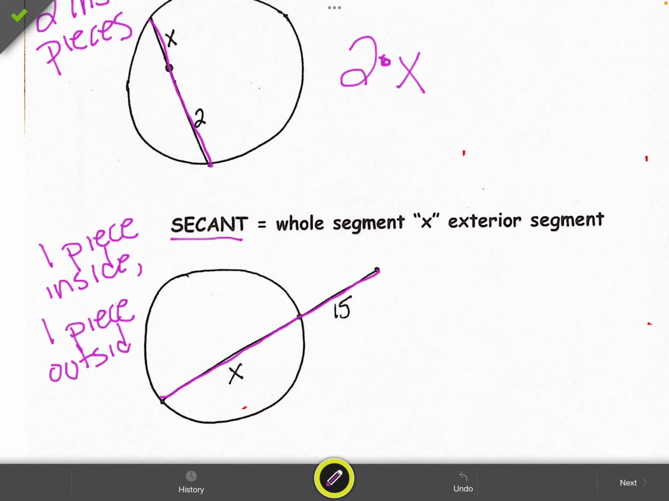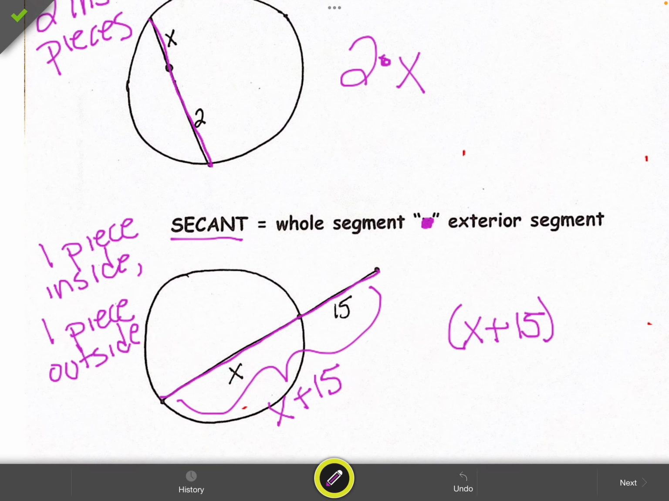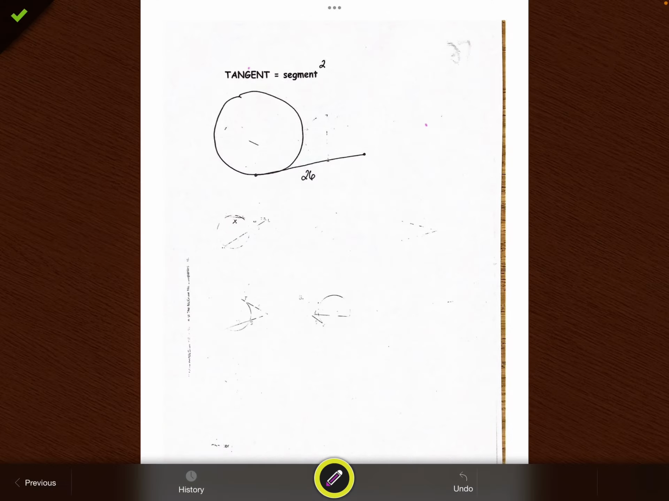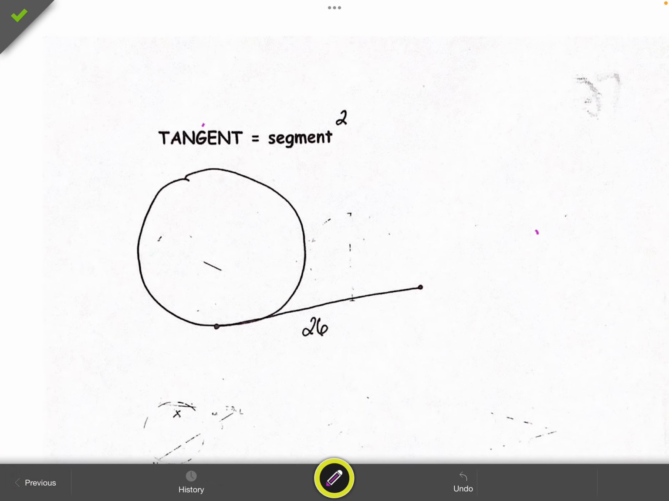And so your formula for secant is the whole thing times the exterior segment. So the whole thing, you would add your 2 pieces together. And we can't combine them because one's an X and one's a 15. So the whole thing, you put it in parentheses, they have to stay together, times what part is on the outside, your 15. Whole times exterior.